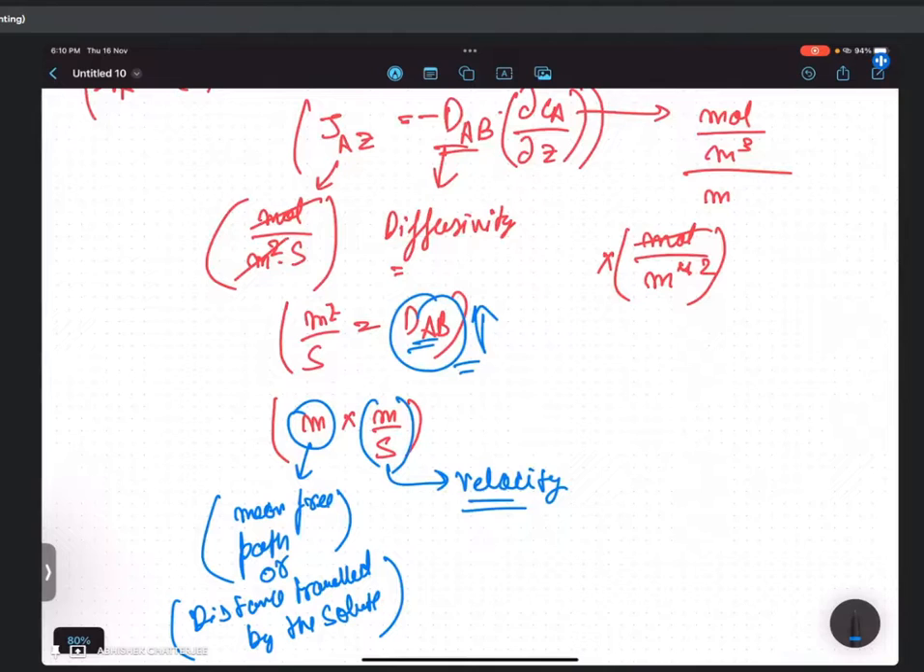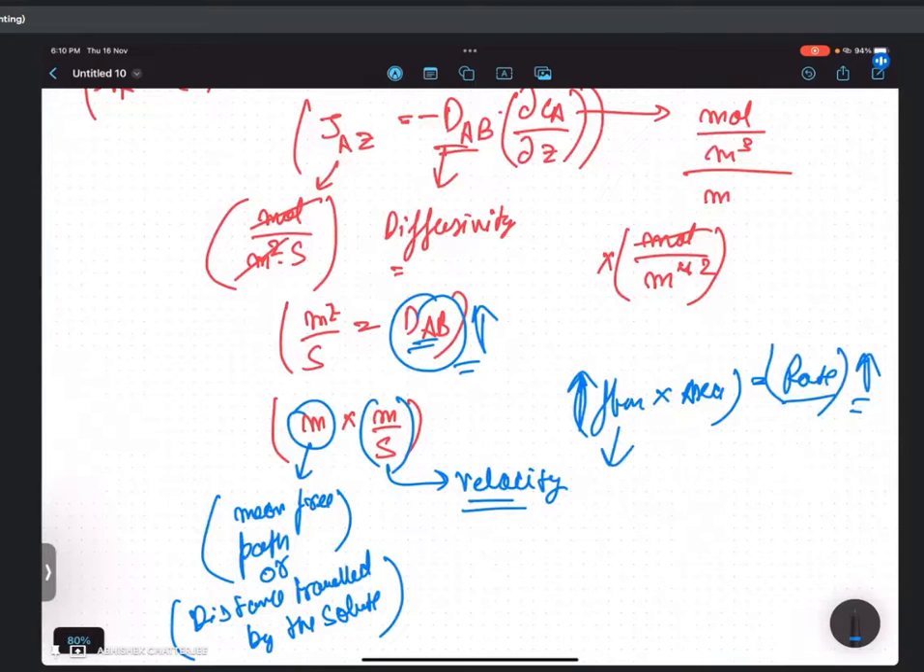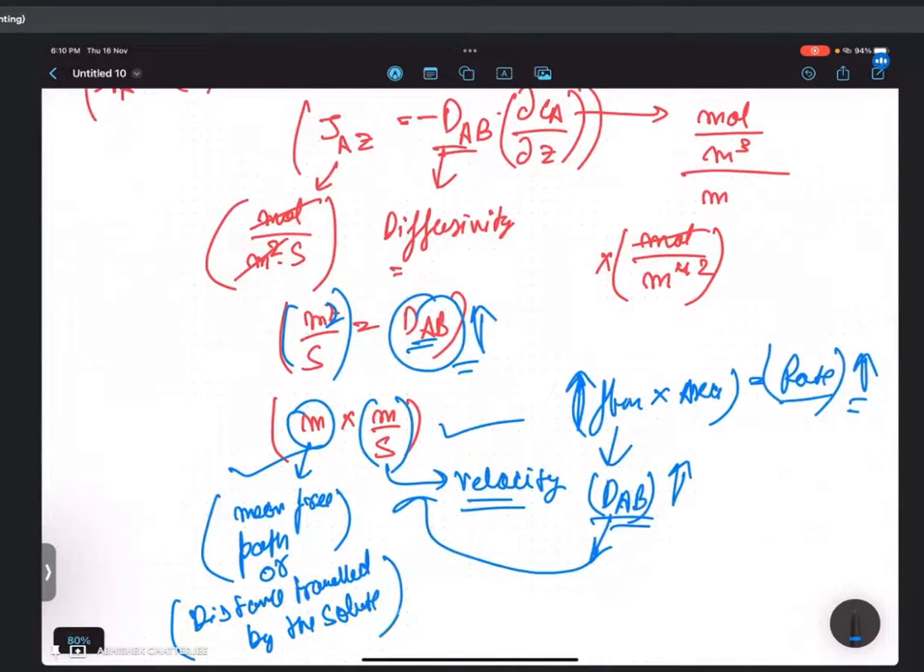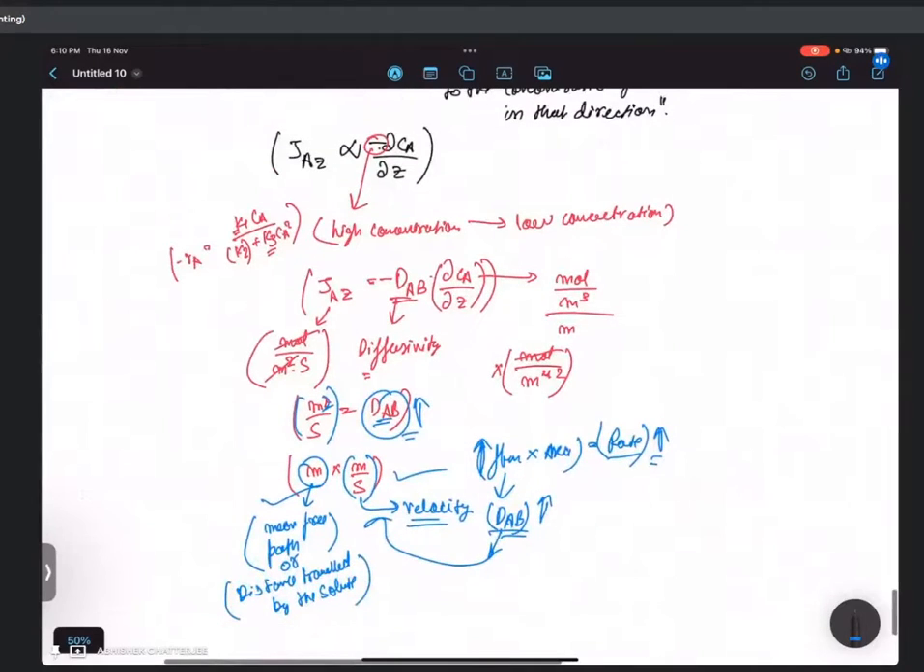Clear? Because if DAB increases, your flux will increase. Flux is just rate per unit area, so once you multiply flux with area, you get the rate. If flux increases, the rate also increases, and for flux to increase DAB must increase. And for DAB to increase, as you just saw, either the velocity must increase or the distance traveled by the solute must increase. So that is the physical significance of the unit meter square per second. This was a basic thing we must know.